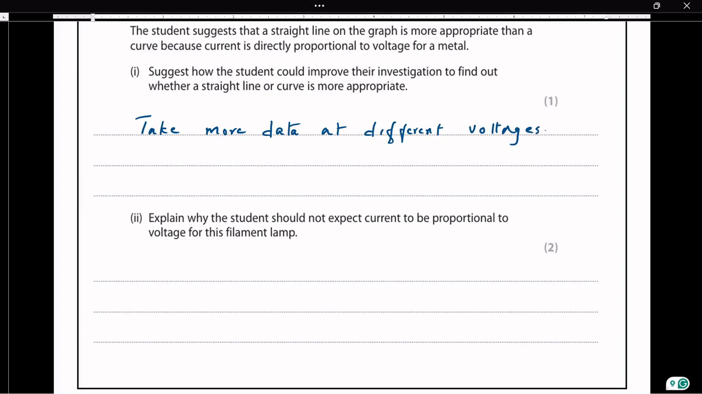So let us put it as an answer. Current heats up the filament as current passes.